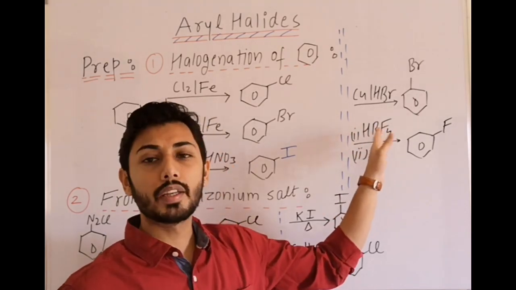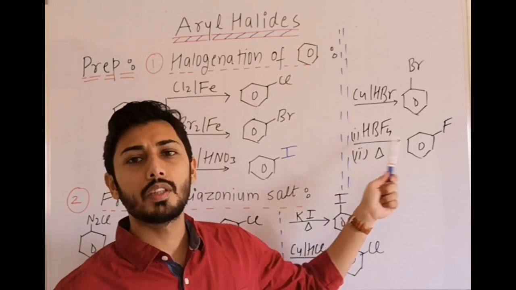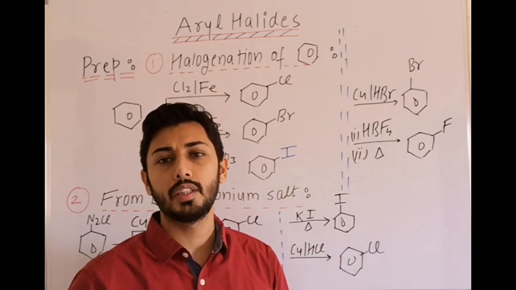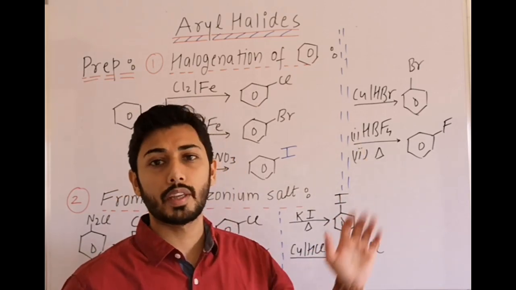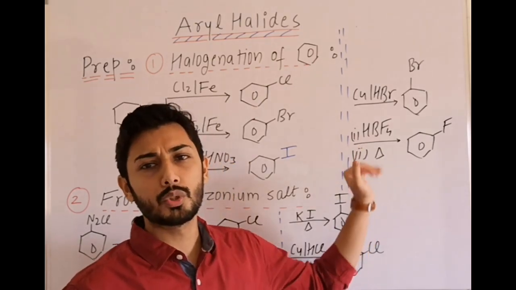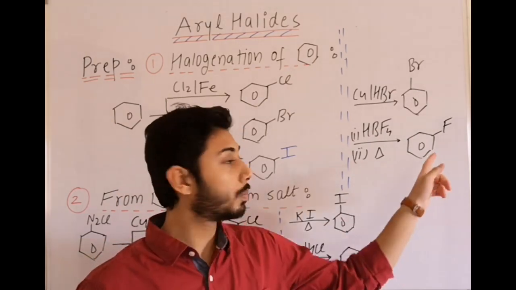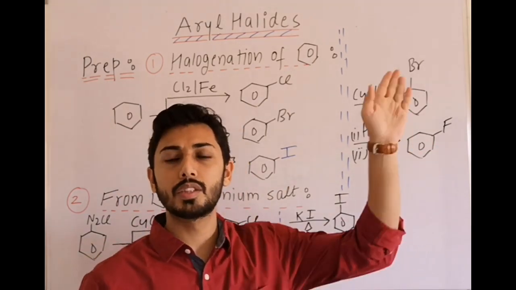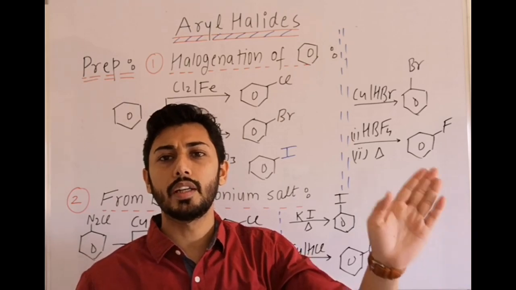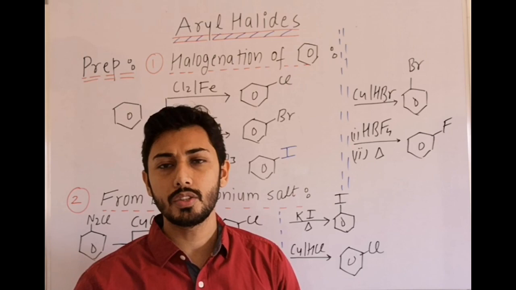Next is a very important reaction, which is overall the Balz-Schiemann reaction, in which firstly we treat it with fluoroboric acid, HBF4, and then heating is done. In 2 steps it is, and finally we get fluorobenzene. So that is the way to prepare fluorobenzene. Firstly benzene to diazonium salt and then the diazonium salt is treated with HBF4, and then heating is done. Okay.